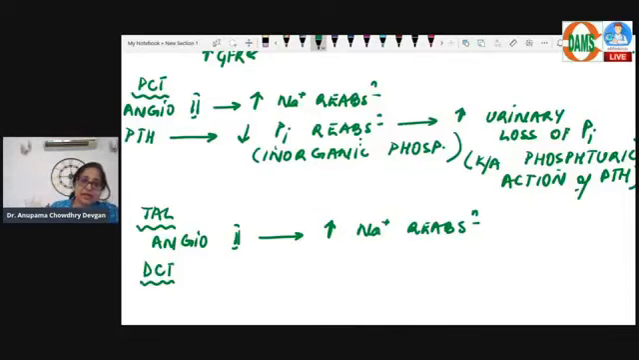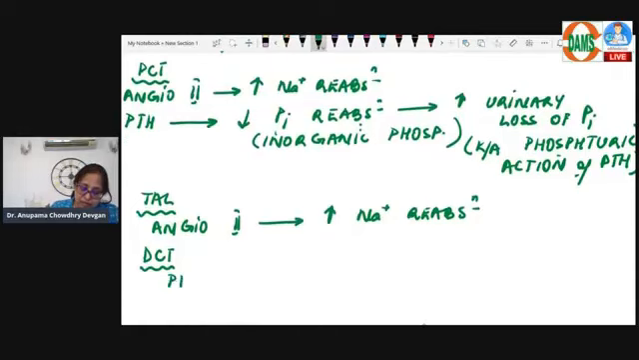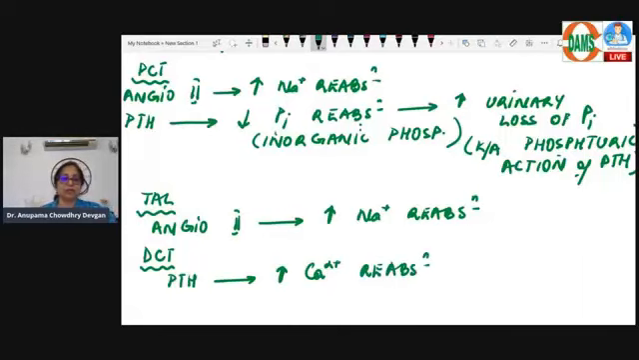DCT. In the DCT, you have the action of parathormone, and parathormone will increase the calcium reabsorption in the DCT. Parathormone has two actions on the kidney. In the PCT, it reduces phosphorus reabsorption. In the DCT, it increases the calcium reabsorption. Okay? So these are the hormones which act on different segments of the nephron.